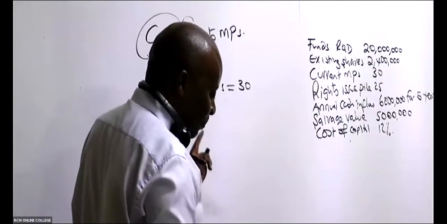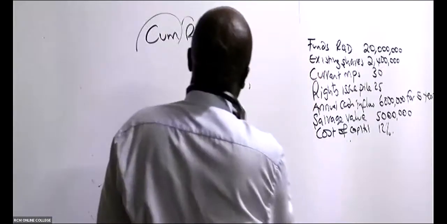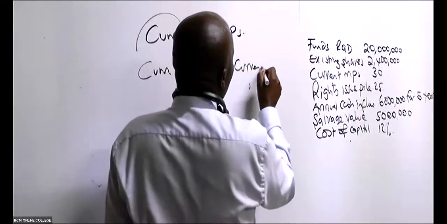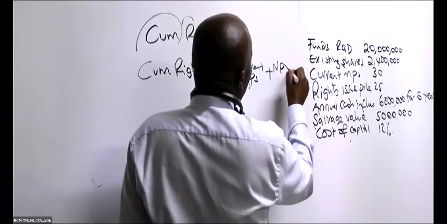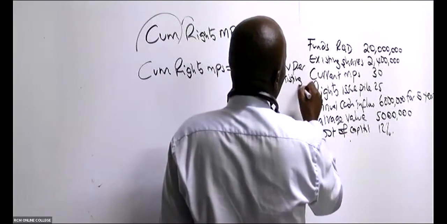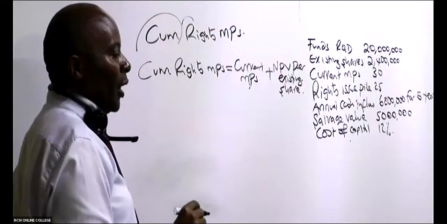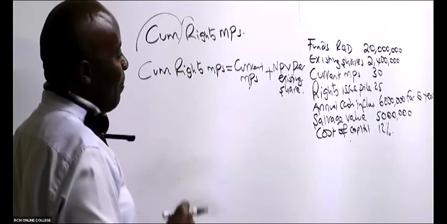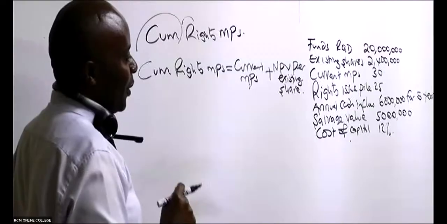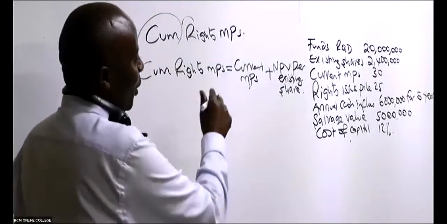So then how do we get this CAM rights MPS? It's very, very easy. What we normally do is to take the current MPS and add the NPV per existing share. Because whatever will be raised out of whatever you're going to issue, you're going to invest in a project, and the project will give you some fruits, which should boost the existing market price per share. So then I would want us to calculate this net present value.